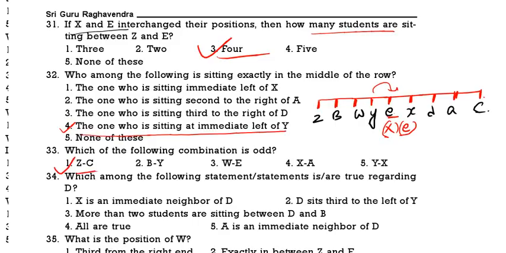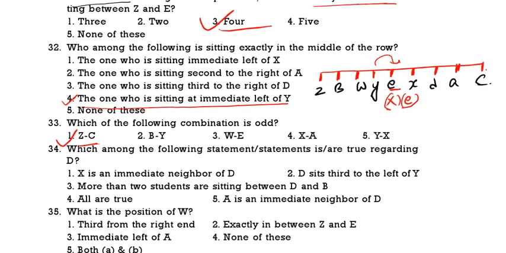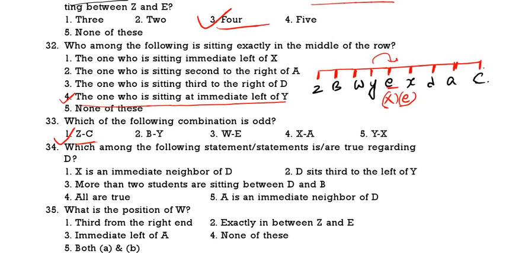See the next question. Which of the following statement is true regarding D? Regarding D, which is true? X is the neighbor of D. Correct. Because X is the neighbor of D. That is correct. Then D is sitting third to the left of Y.